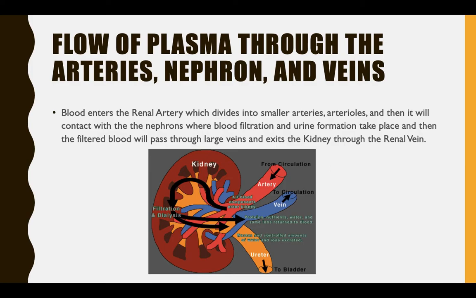And then when it's already filtered, it will pass through the large veins and exit the kidney through the renal vein. What passes through the renal vein is the proteins, nutrients, water, and some ions that return to the blood, while the waste and controlled amounts of water and ions secreted will go to the ureter.